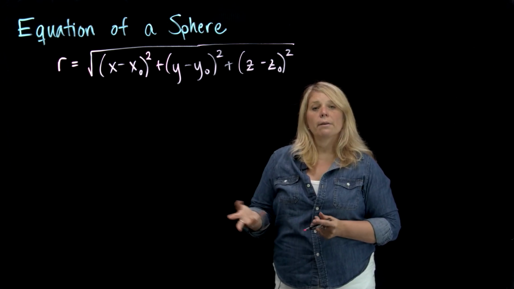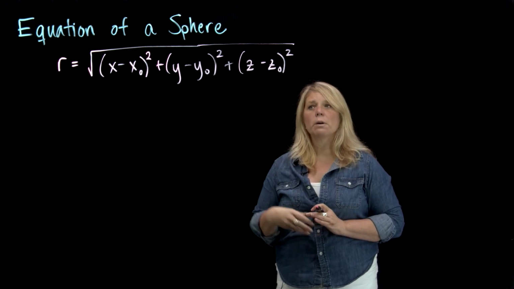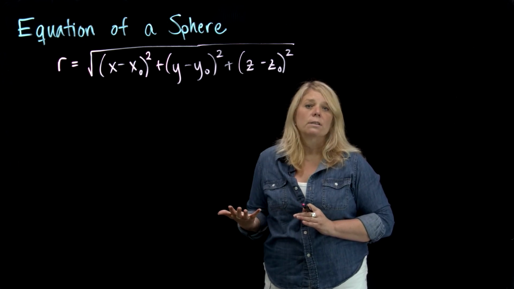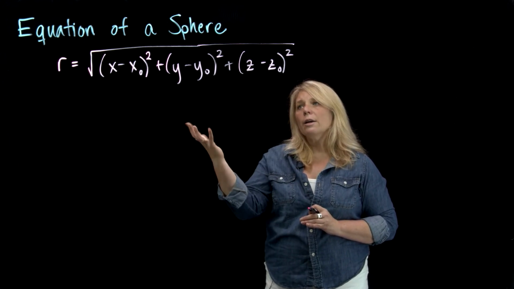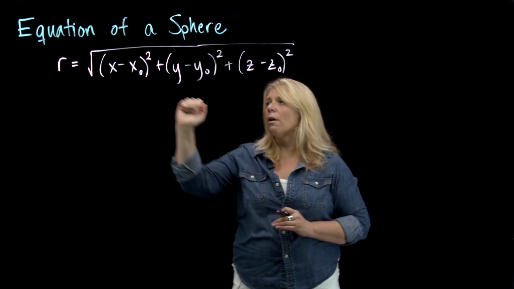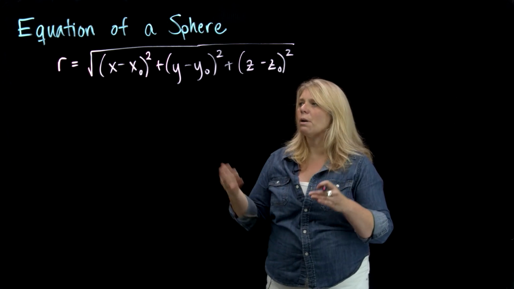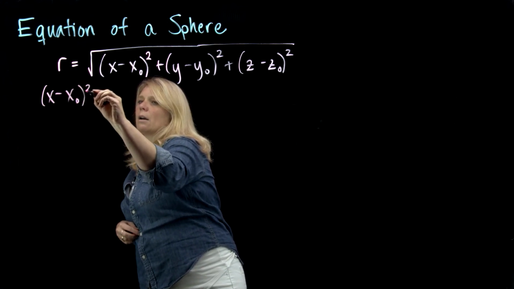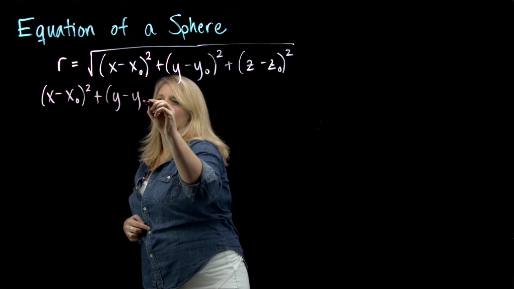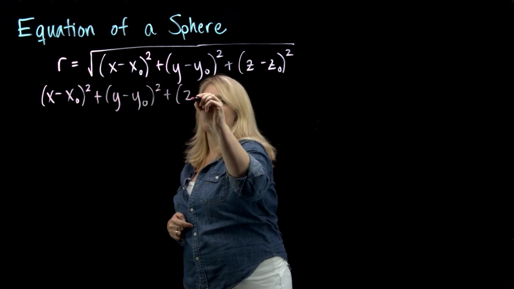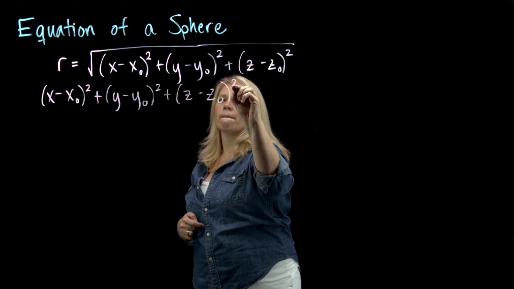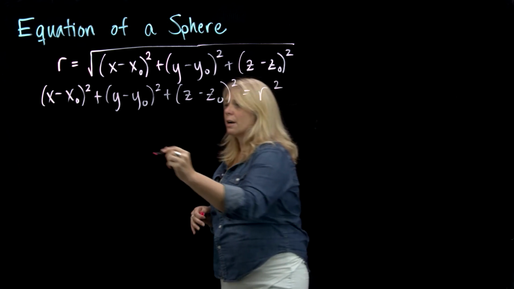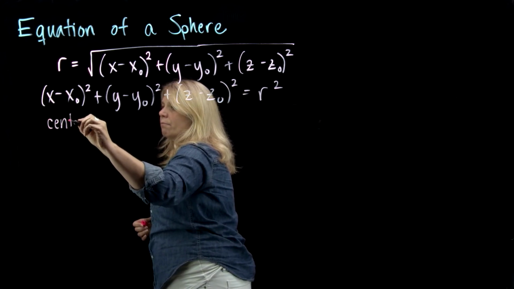This isn't usually the way you would see this equation written in your textbook, and it's usually not the way I write it, but it's a way to remember it. It's just the distance formula. So the way I usually write it, and the way you'll usually see it written, is if you go ahead and square both sides of this and maybe flip it around a little bit, then you'll see an equation like this. All right, so that would be the equation for a sphere with center at x naught, y naught, z naught.